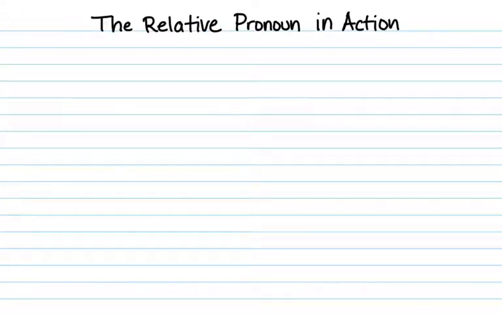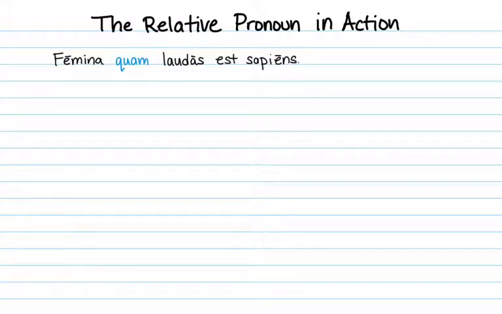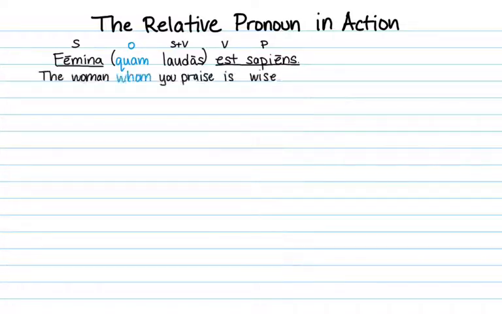So let's look at some examples of the relative pronoun in Latin. In the sample sentence, femina quam laudas est sapiens, the main sentence is femina est sapiens. It has a subject, a verb, and a predicate. Quam laudas is the relative clause, which is our specific type of subordinate clause. It has a subject, a verb, and an object, but it can't stand on its own, which is why we call it a subordinate clause. The English for this sentence is, the woman whom you praise is wise. The English subordinate clause is, whom you praise.